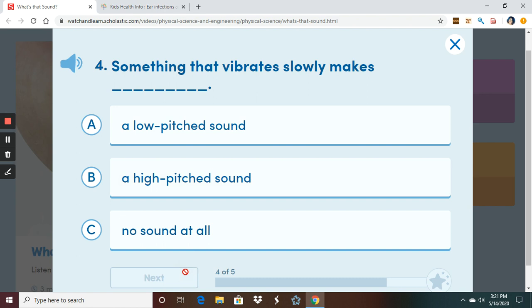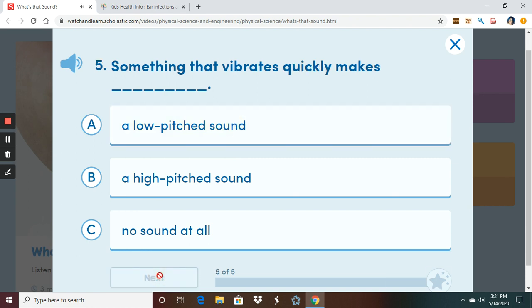Number 4, something that vibrates slowly makes blank. Is it A, a low-pitched sound, B, a high-pitched sound, or C, no sound at all? That's right. A, good job.